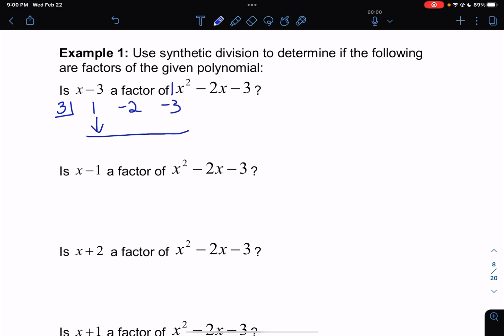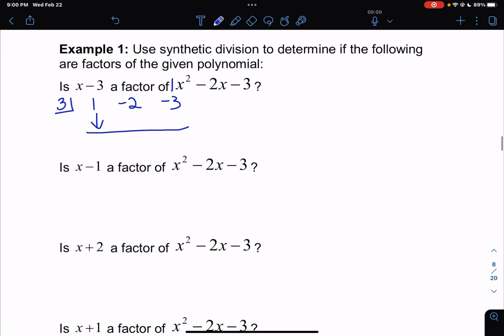Using the steps of synthetic division, we bring down the first coefficient, and then multiply by the number in the box. 1 times 3 is 3, adding negative 2 and 3 to get 1, and 1 times 3 is 3. Add those to get 0. If we have a remainder of 0, that means x minus 3 is a factor. So x minus 3 is a factor.